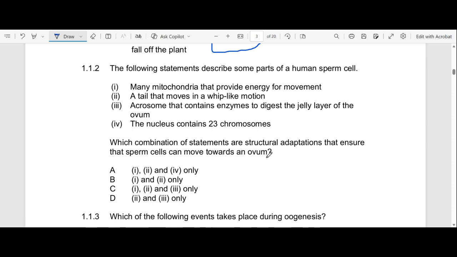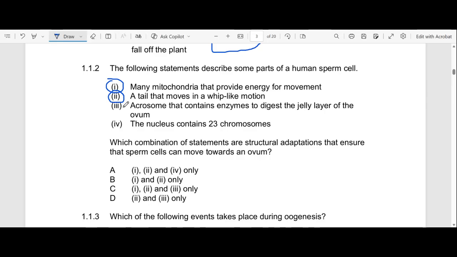So they're looking for structural adaptations with regard to locomotion, or movement, right? Excuse my mistake there. So now let's check. Many mitochondria that provide energy for movement, definitely. The sperm needs energy so that it can move towards the egg cell, or towards the ovum. Let's go to Roman numeral 2. A tail that moves in a whip-like motion. Obviously, the tail acts as a propeller because it propels the sperm to move towards the ovum.